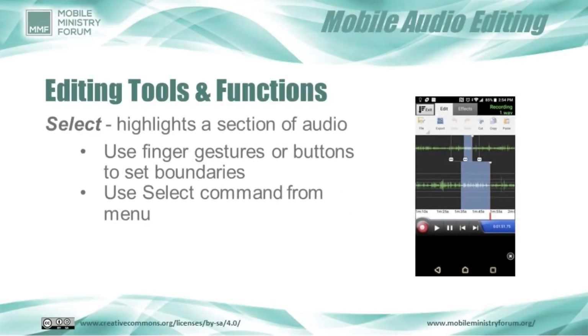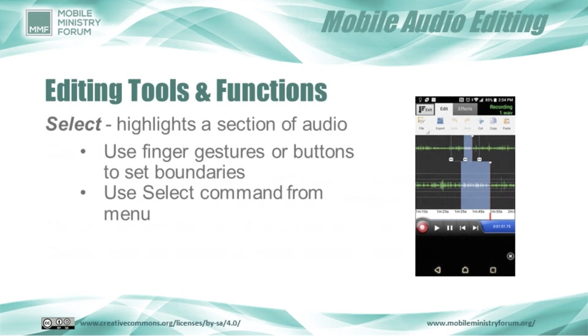So now let's talk about some of the specific tools and functions used when editing. The first and most basic thing you need to do is to select the section of audio you want to edit. There are often two ways you can do this. Firstly, you can use gestures with your finger to tap and drag to select a specific area. Or alternatively, some apps provide a select command in the menu to enable you to select predetermined regions of the file.